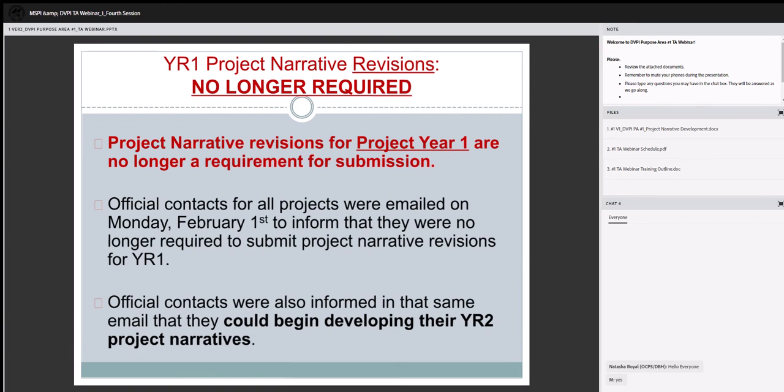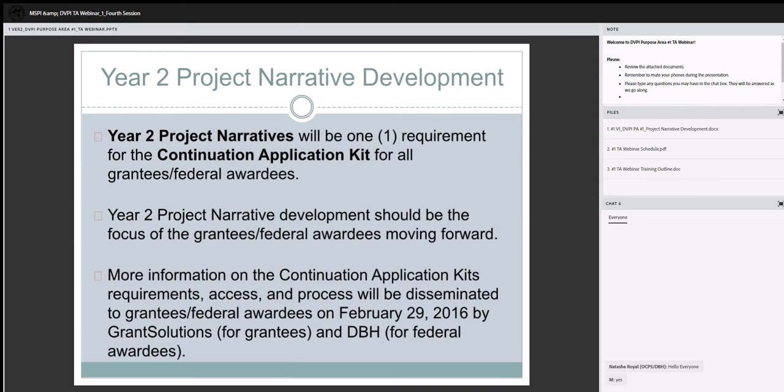Go ahead, Natasha. Next slide. So the Year 2 project narratives are going to be a requirement of the continuation application kit for all grantees. We did talk about that in Denver, that if you worked on your Year 1 revisions, they could be used towards your Year 2 project narratives. So if you already began your Year 1 revisions, that's fine. Just push that forward into making it just your Year 2 project narrative. They are part of the continuation application kit.